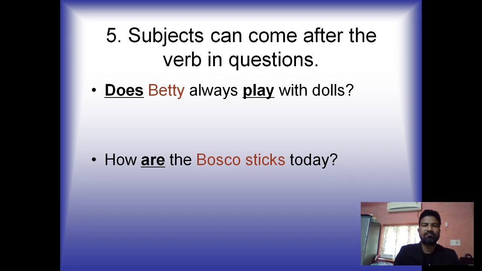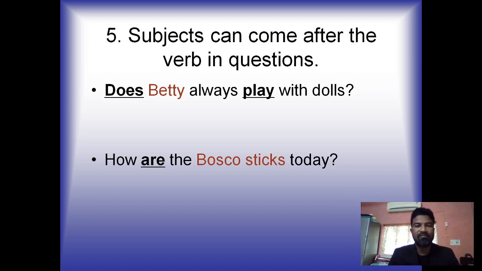Moving on to the next. Subjects can come after the verb in questions. Does Betty always play with the dolls? Read the rule once again. Subjects can come after the verb in questions. So when we are framing questions, the subject sometimes comes after the verb. See, we have this one: Does Betty always play with the dolls?